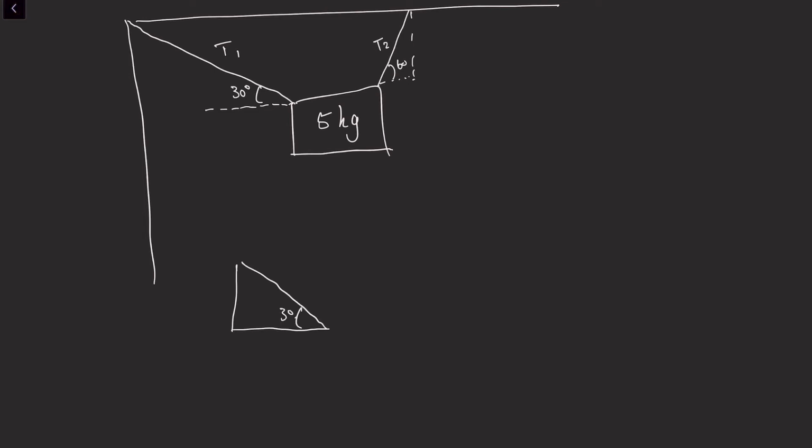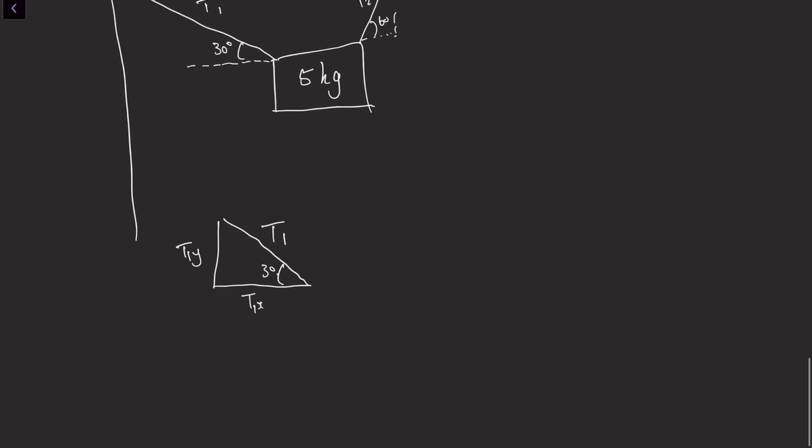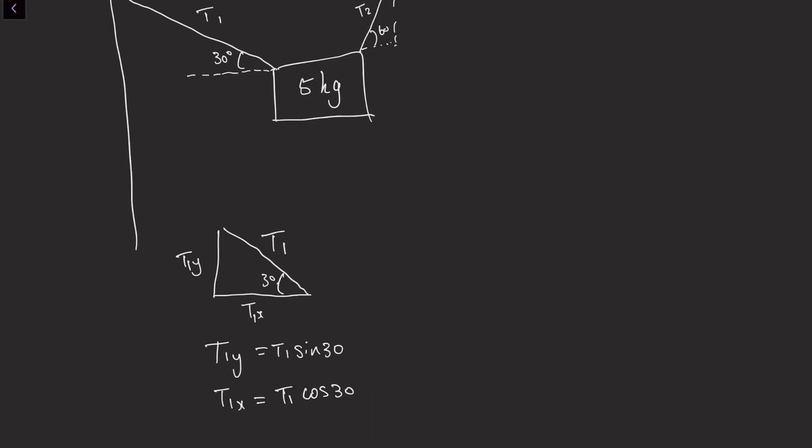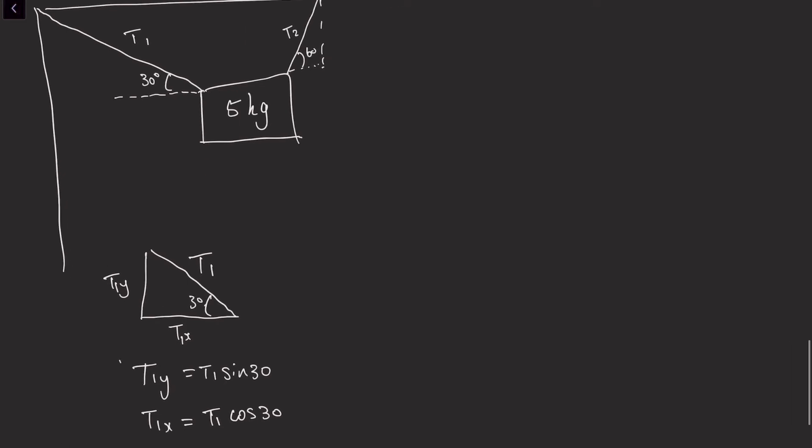For the left-hand side, T1, let's break it down into its components T1x, T1y. And what are the two equations we can write here? Using our trigonometry, we have T1y is equal to T1 sine 30, and T1x, the x component, is equal to T1 cosine of 30, because T1x is adjacent to that angle, and T1y is opposite 30. Good. So these are the two equations we can draw for the left-hand side.